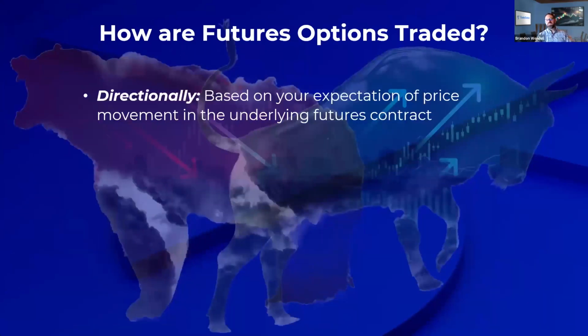So we're going to talk, like I said, a little bit more about how we trade those in our next session. I just wanted to go over what they are and how to read some of the quotes. But we can do directional trading just as you would with the equity options. If you're bullish or bearish, you would trade in that direction. You could buy calls, buy puts. You could trade vertical spreads.